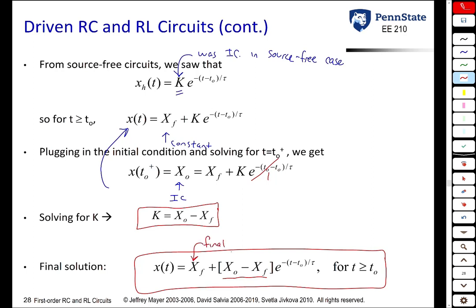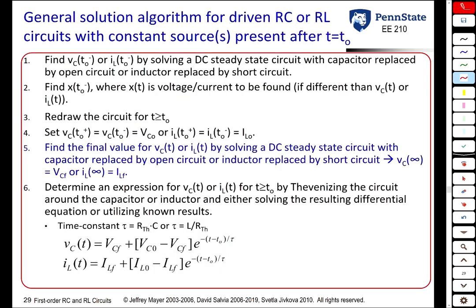Once again, that is our final value, and this is our initial value. So let's revisit the algorithm for driven RC and RL circuits. Just like in the source-free case, you need to first find VC and IL at 0 minus, and that's going to be a DC steady-state problem.